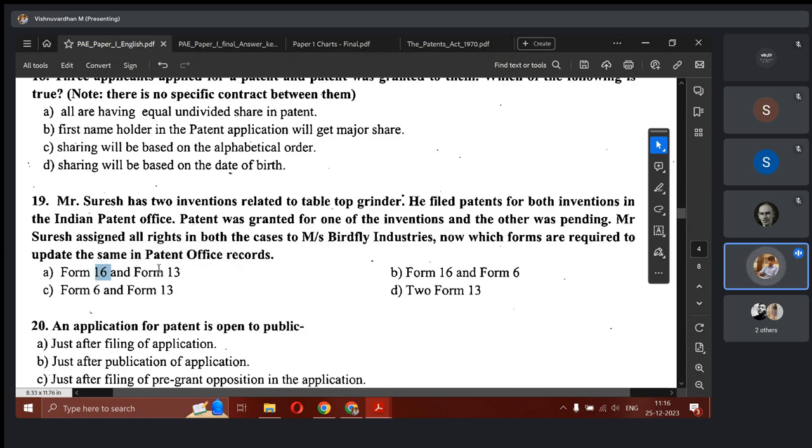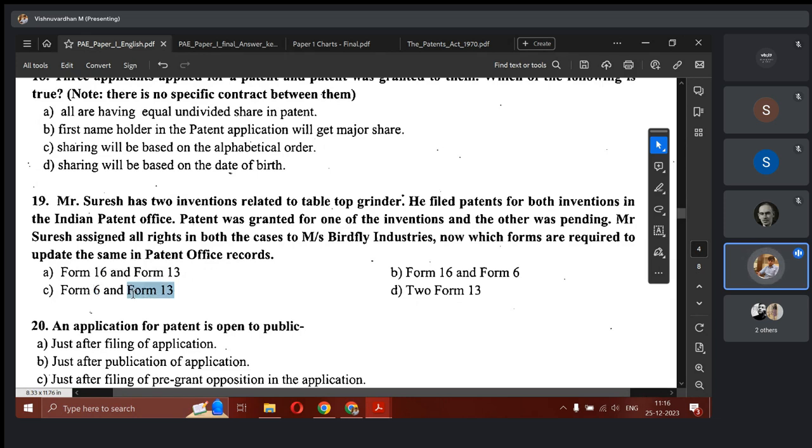Okay, so form 16 and 13 seems like the right answer, but I think I did form number 6 and 13. Okay, so what form number 6 says is substitution of the name of the applicant. Let's say somebody else comes after me and I am assigning the rights to Uttam. So Uttam will apply to the patent office. He will file a form number 6 and he'll say that now the applicant name is changed to mine. So form number 6 has to come there.